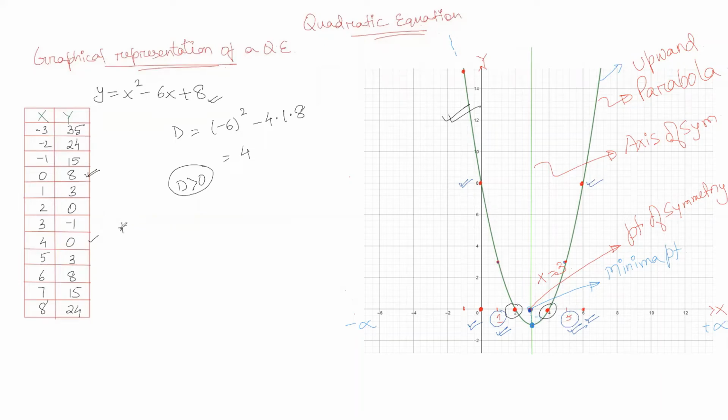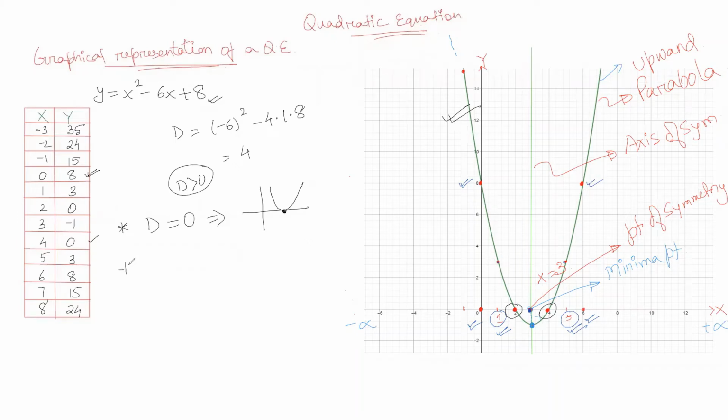Also, for those quadratic equations in which the discriminant is equal to 0, the roots are real and equal. So the graph for those quadratic equations would be something like this. That is, it will be crossing the x-axis at only one point, since the roots would be real and equal.